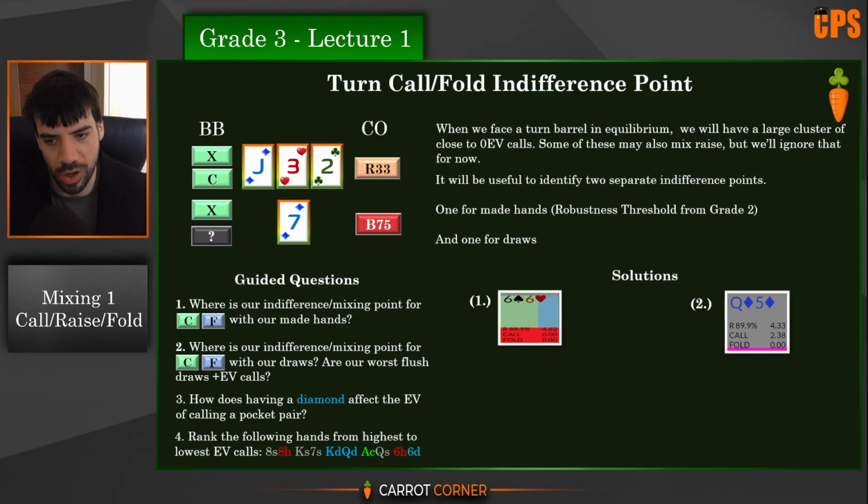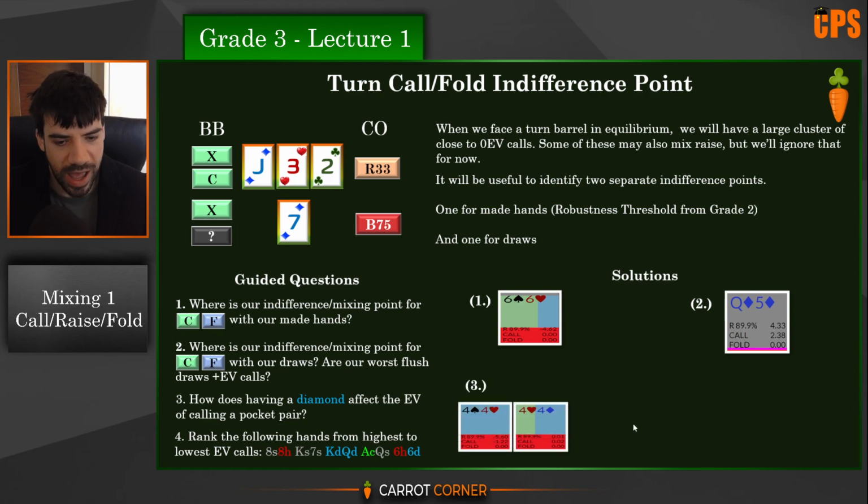You have other things going on except equity, because this is not an end of action spot. Question 3. Having a diamond makes the EV of calling much better. Much better could be an exaggeration, but 4s without a diamond is losing 1.22 chips here. This is a 5-10 game, so that's like losing a tenth of a big blind by calling, whereas calling with the diamond doesn't lose anything.